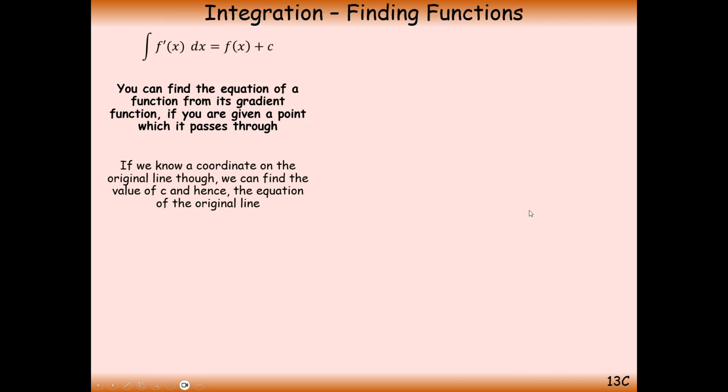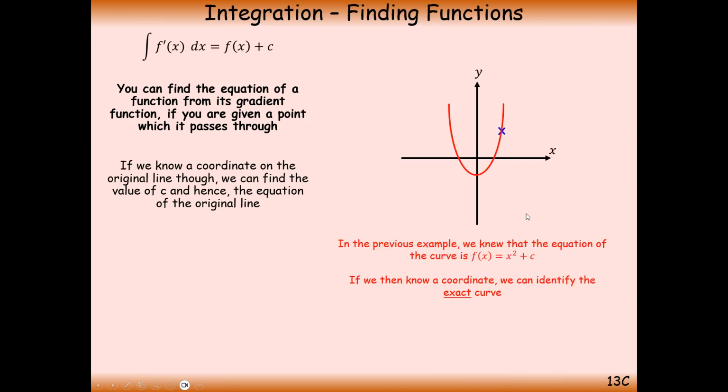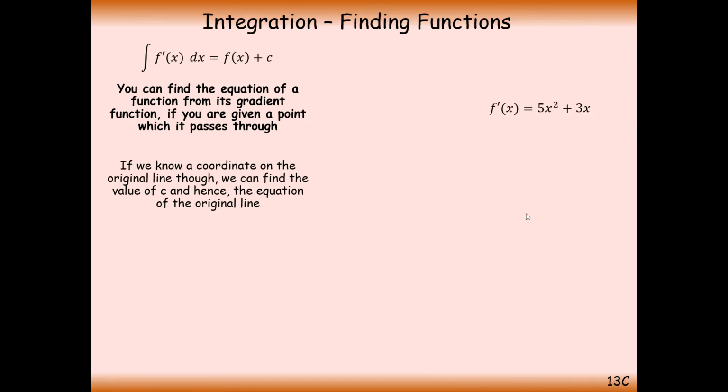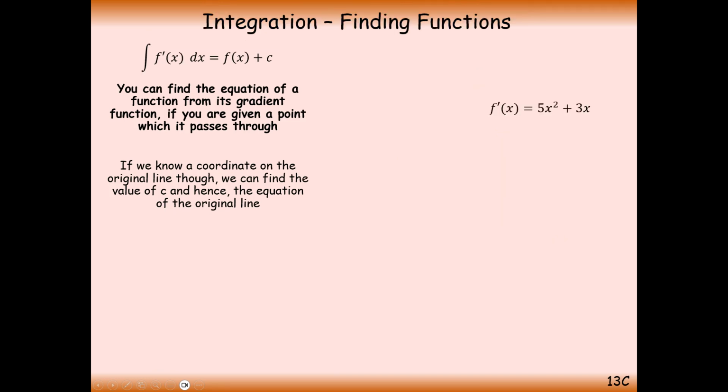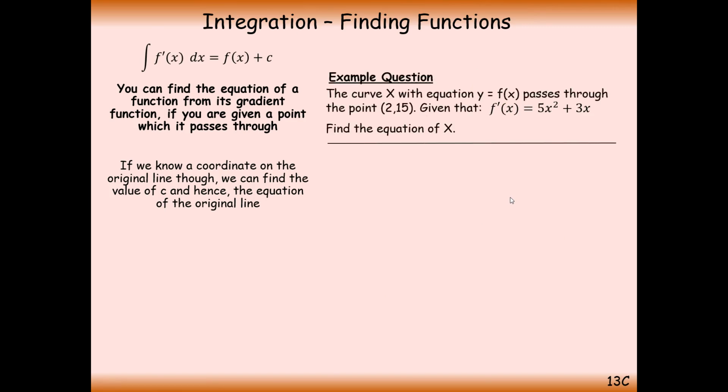To actually figure out whether it was the top curve or the bottom curve, we need a point on the graph to evaluate and calculate the value of c. A point means its x and y coordinates. As long as you have one of those x and y coordinates, then you can find the y-intercept, and that's the value of c.